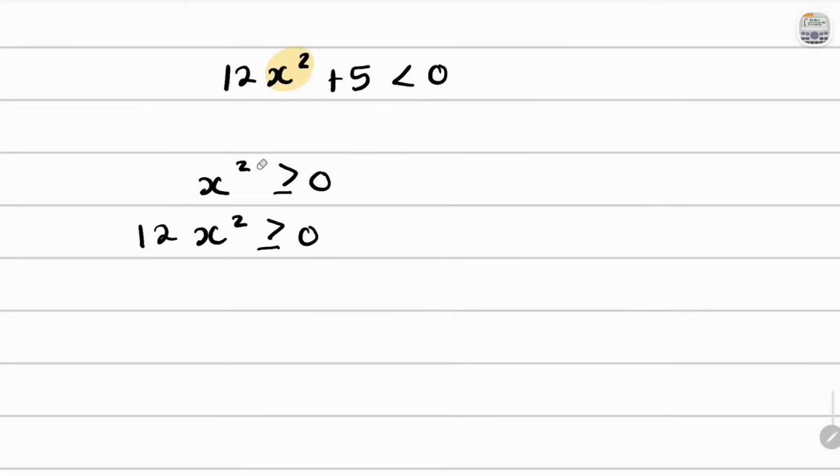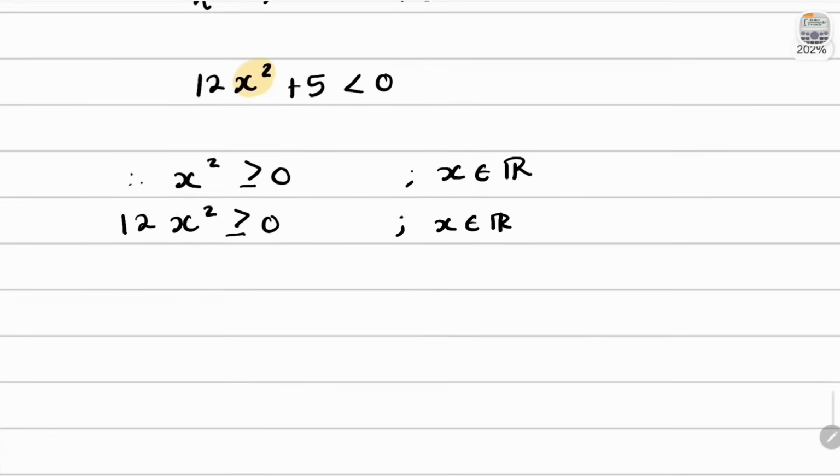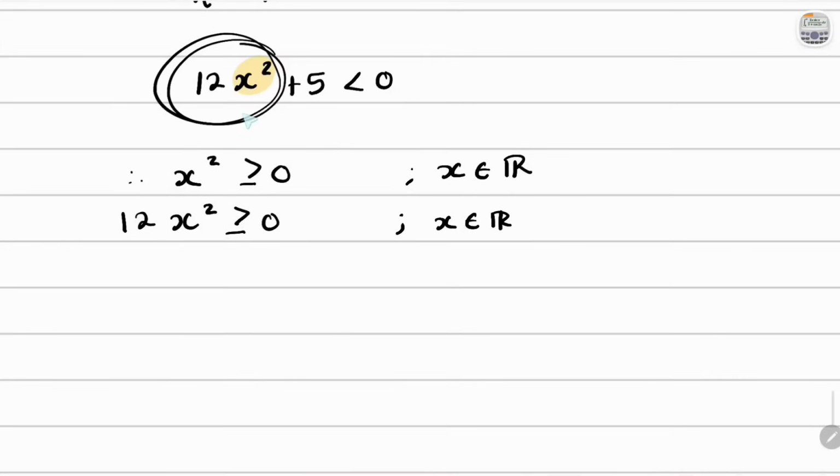Okay, and I'm not even being specific here. We're saying x squared is greater than or equal to 0 for all real x values. And likewise for this part as well, also for all real x values. Okay, so now we know that this part will always be either greater than or equal to 0.